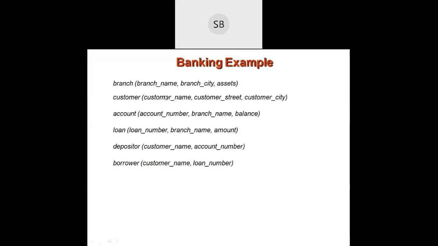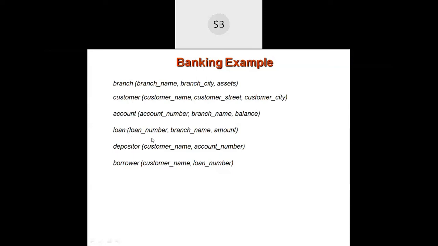These are the attributes for this branch. Then the customer table has customer name, customer street and customer city. The account table schema is used for account number, branch name and balance. These are the attributes for the account table.